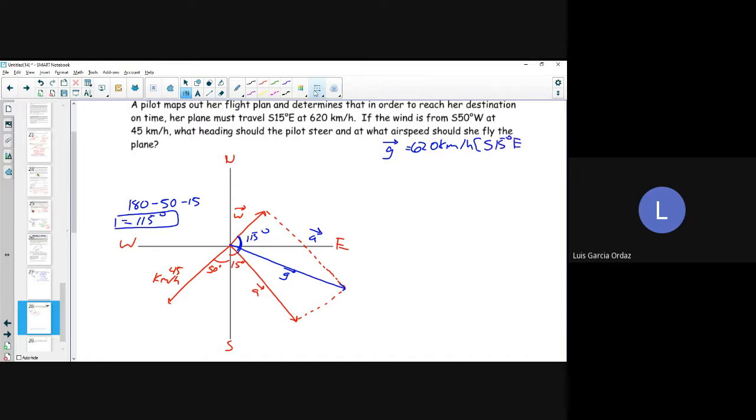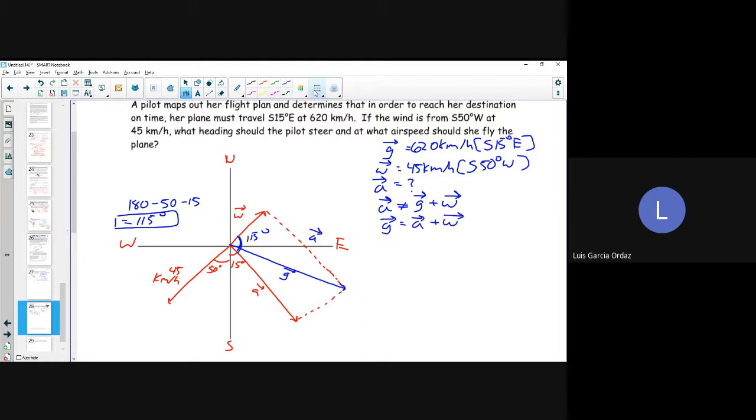I know vector G is going to be 620 kilometers per hour, 15 degrees southeast. I know vector W is going to be 45 kilometers per hour, which is 50 degrees southwest. Which means I'm left to find vector A, because I need to find my airspeed. That's the one thing I'm missing. I don't know what it is, okay? So my airspeed is going to be a question mark. In the diagram, vector G is not the same as vector G plus vector W, because that is only true when vector G is equal to A plus W. Okay? So don't get that confused.